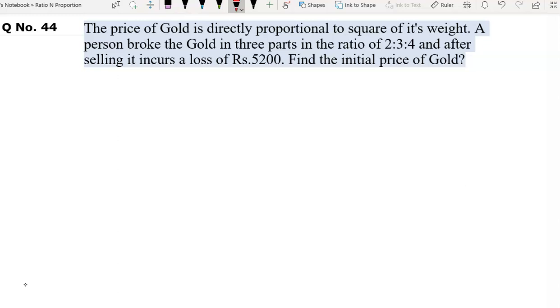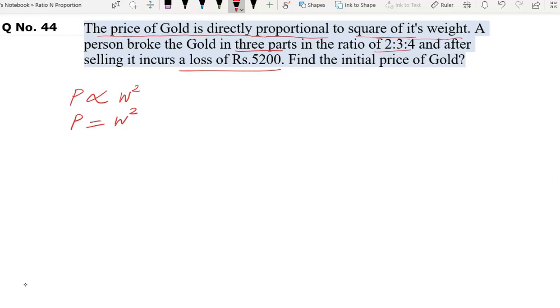Question number 44. The price of gold is directly proportional to the square of its weight. A person broke the gold in 3 parts in the ratio of 2:3:4, and after selling it incurs a loss of rupees 5200. Find the initial price of gold. So price is directly proportional to the square of its weight. That means price is equal to the square of its weight.